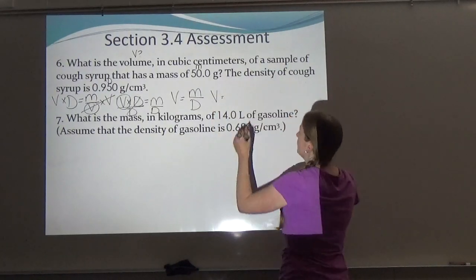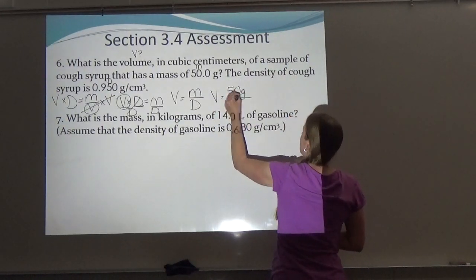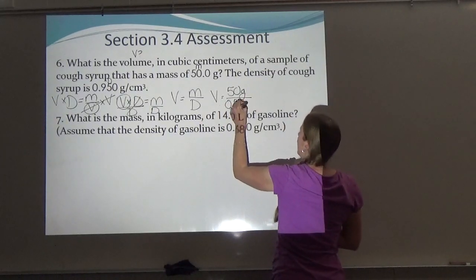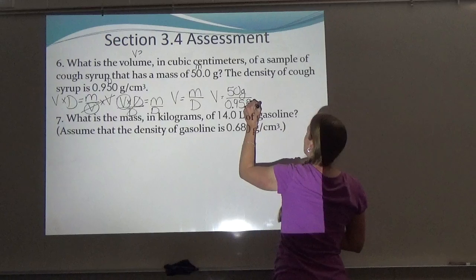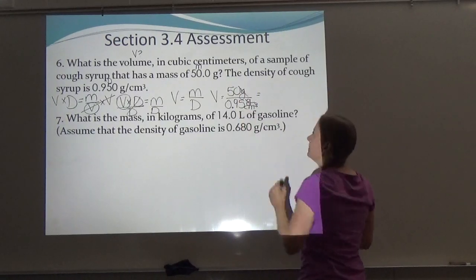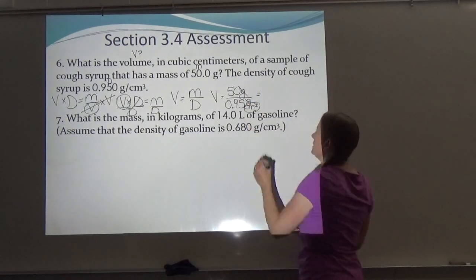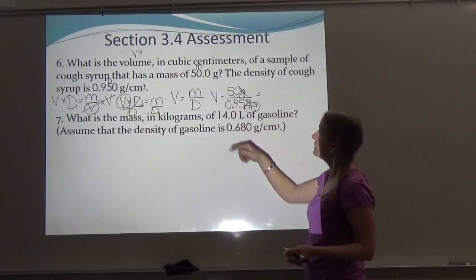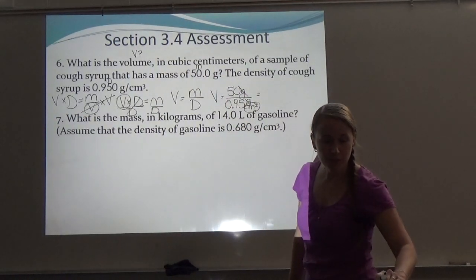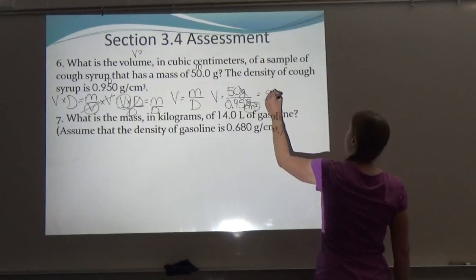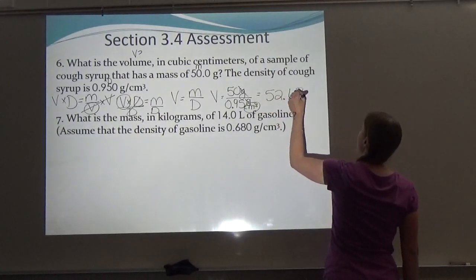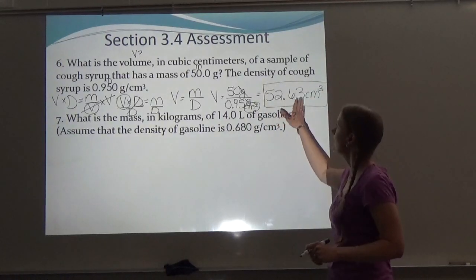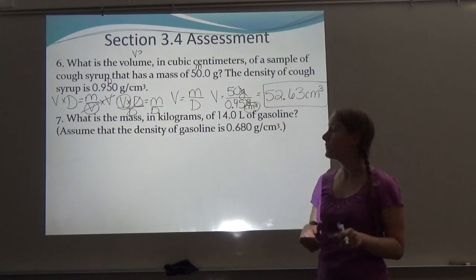So my mass is 50 grams. My density is 0.95 grams per centimeter cubed. So my grams cancel. I'm left with centimeters cubed, which is perfect because that's what it asked me for. So I just divide my numbers. For this one, I got 52.63 centimeters cubed. Like I said, I have the right unit, so I'm good to go.